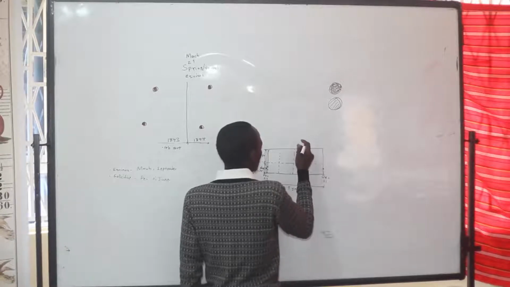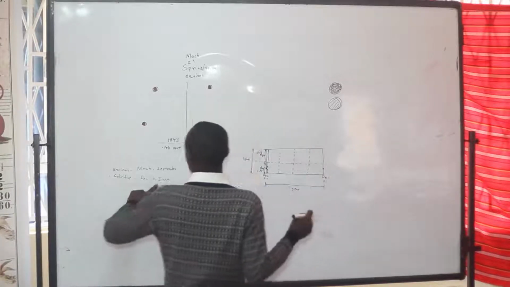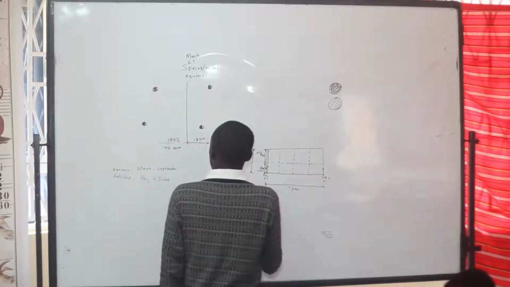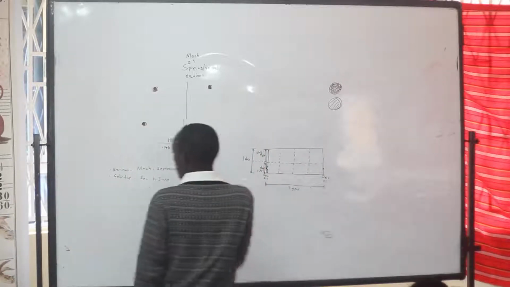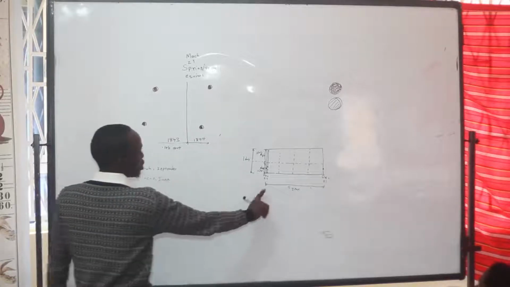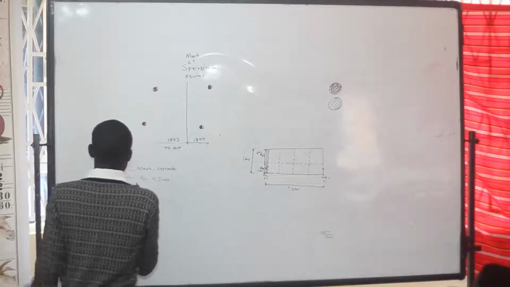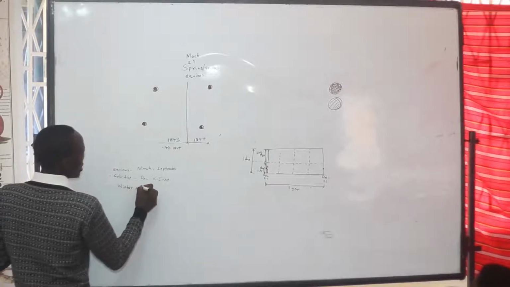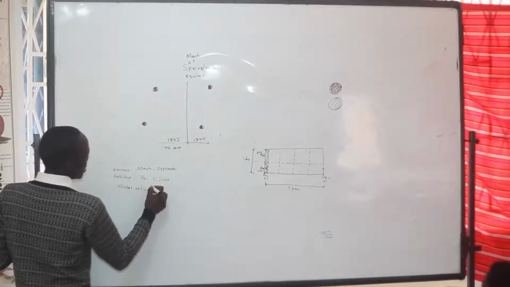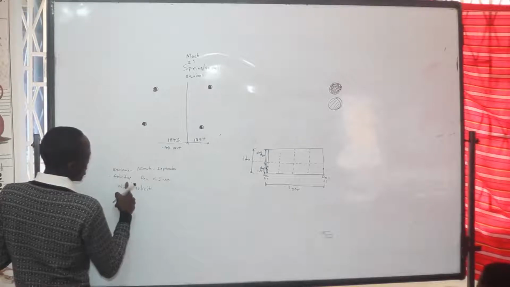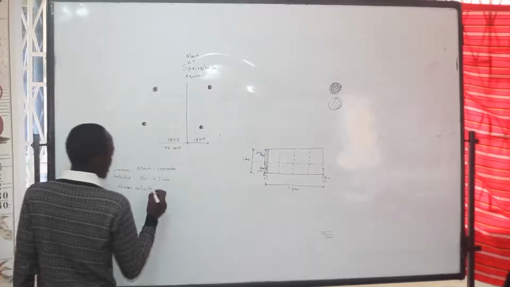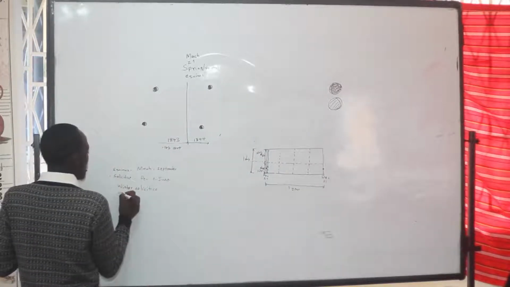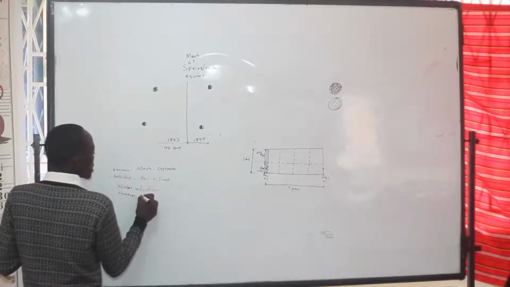Now, when we come to June, we are experiencing a solstice. So this one here is the winter solstice. Then in June we experience the summer solstice.